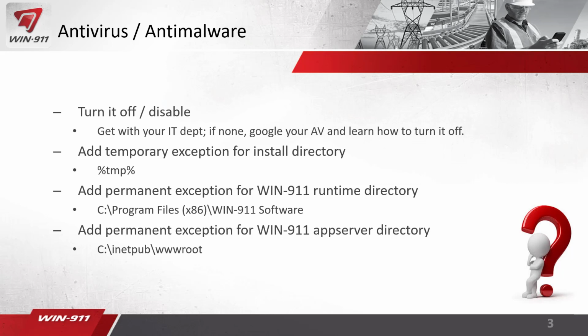And you'll also want to add a permanent exception for the Win911 app server directory. So this is basically where the web pages are stored in the app server that talk back and forth between the services and the app server for the product. That directory is C inetpub /www-root, and then you'll see that we have our modules in folders underneath that. So again, just put an exception for everything underneath that www-root folder.